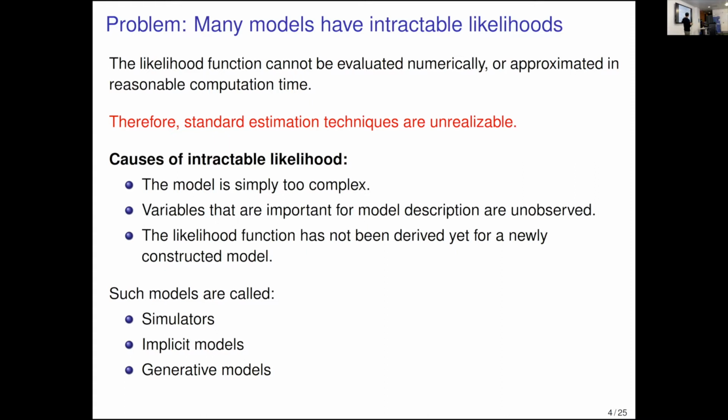Or a naive reason could be that it's just a new model. It happens in engineering, people make models that try to capture some real world phenomena, but the likelihood function needs some work in order to be derived. Anyway, these kinds of models are called simulators, implicit models, or generative models in general. One feature they all have in common is that even though their likelihood function is intractable, they are easy to simulate from. If you put in some values of the parameters, you can generate some fake data out of it, which might not make sense, but the generative process is quite straightforward.